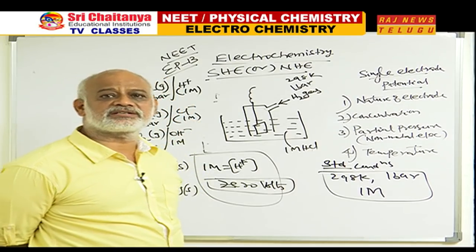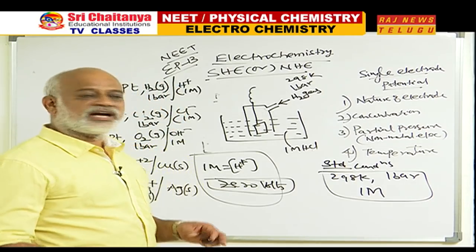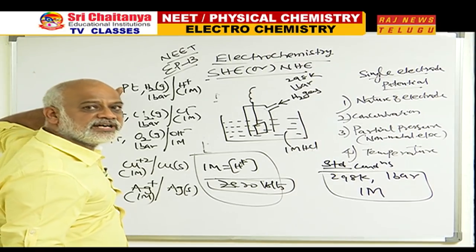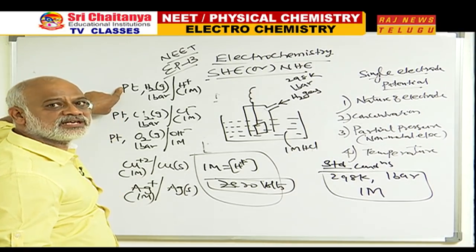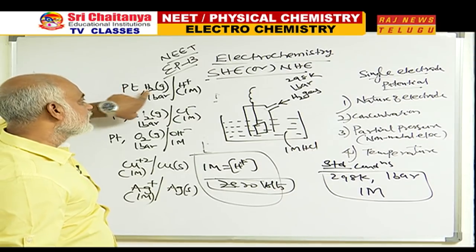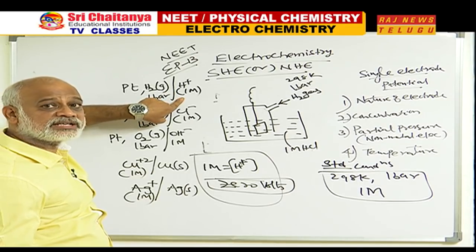How to represent this particular hydrogen electrode? I can represent the hydrogen electrode by using platinum. Why did I take platinum? Because the medium, the foil, is blackened with platinum black. H2 gas at 1 bar, H plus 1 molar.